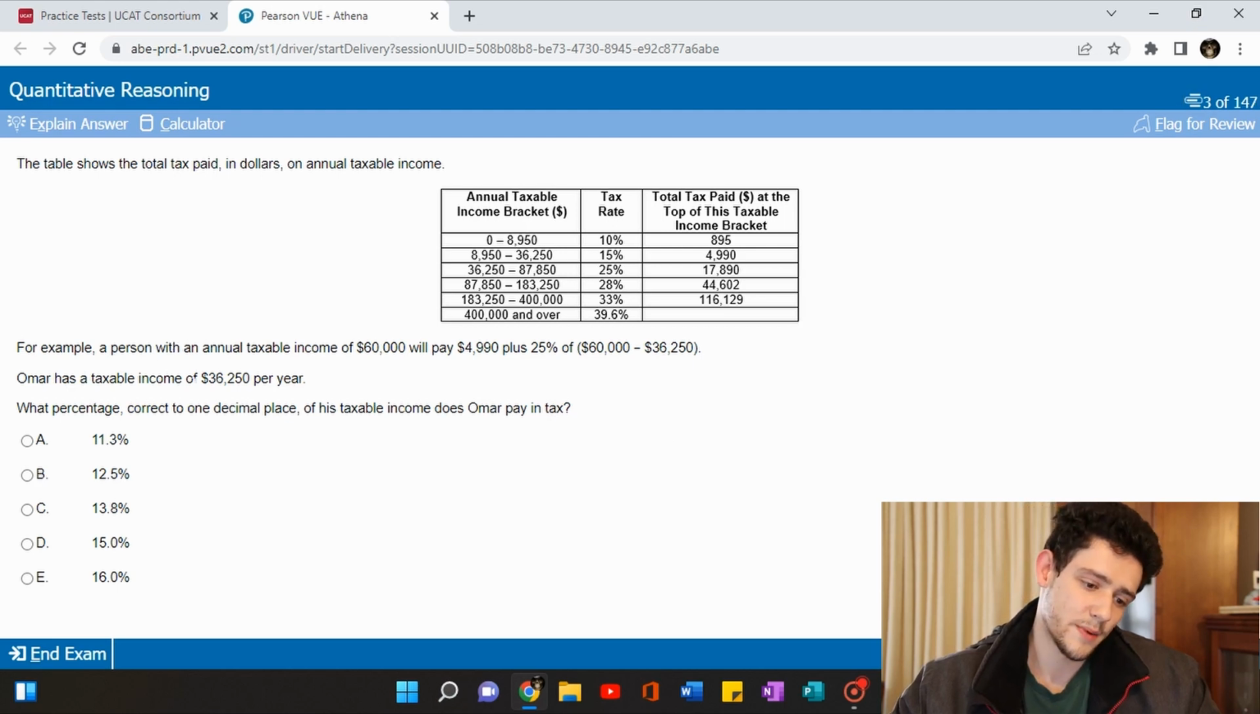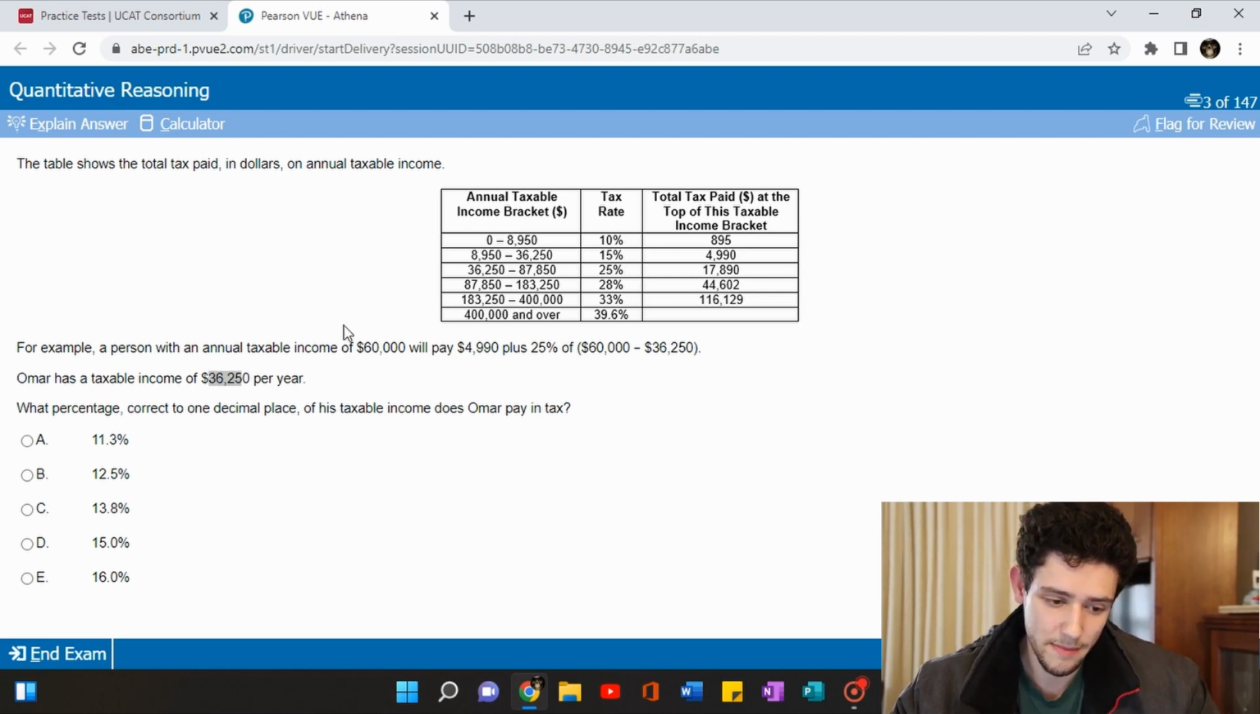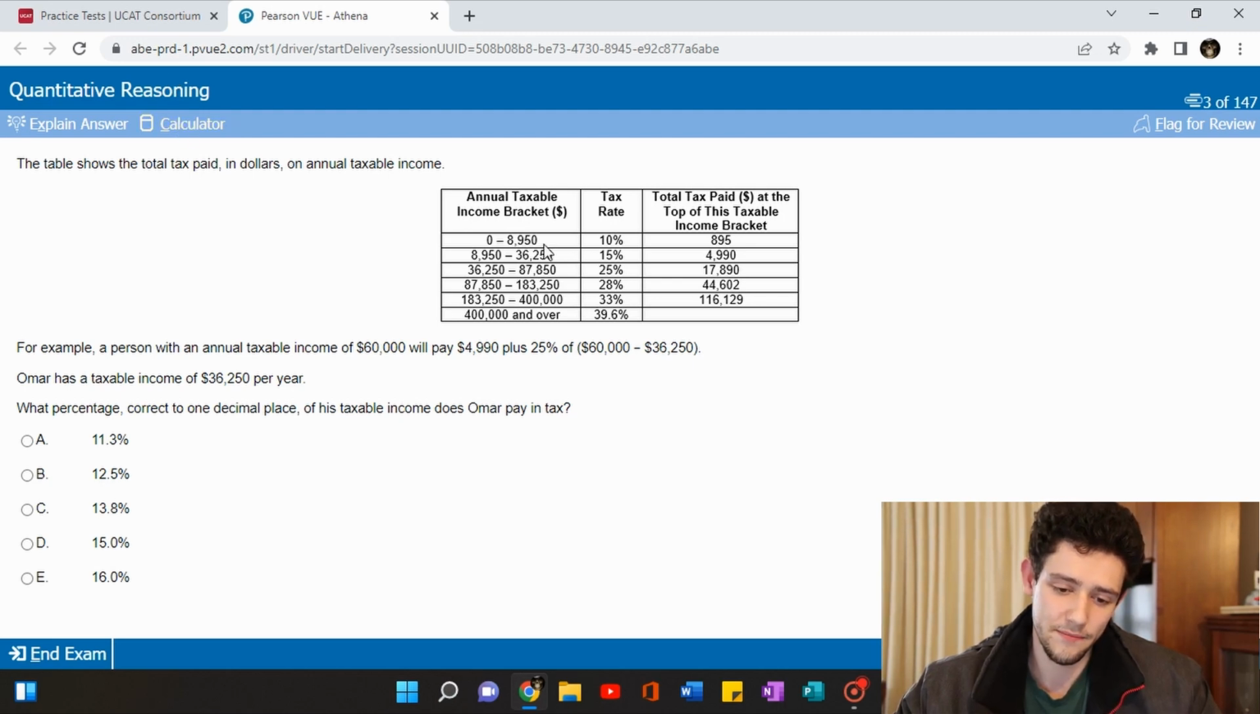Okay, Omar has a taxable income of $36,250 per year. What percentage, correct to one decimal place, of his taxable income does Omar pay in tax? Okay, so you can see here that this is not as hard as I thought it would be. $36,250 belongs in this tax bracket right here. We know that the total tax paid at the top of his taxable income bracket is $4,990. So all you need to do is calculate what percentage of 36,250 is this number.